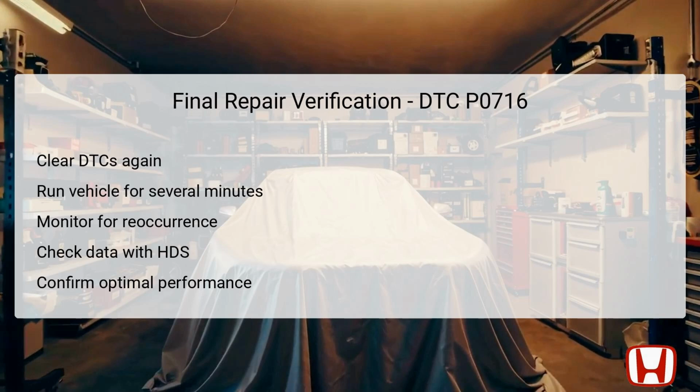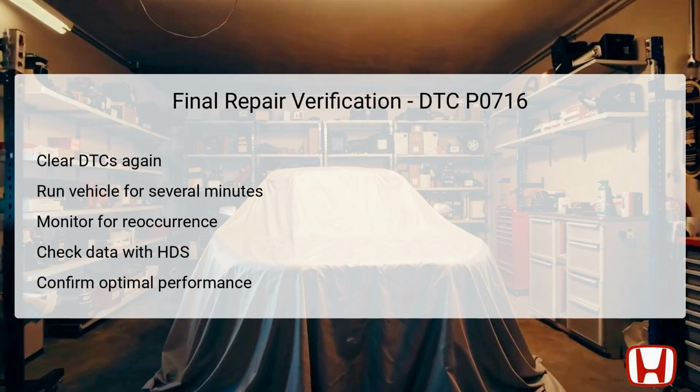After performing repairs related to DTC P0716, it's crucial to verify that the problem has been fully resolved. Begin by clearing any stored DTCs using the Honda Diagnostic System, HDS. Once cleared, run the vehicle for several minutes under different driving conditions to allow the systems to recalibrate and gather new data. This time provides an opportunity to monitor the vehicle closely for any reoccurring issues or symptoms associated with the original DTC. While driving, the technician should also check the data displayed on the HDS to ensure the input shaft speed sensor is functioning correctly.